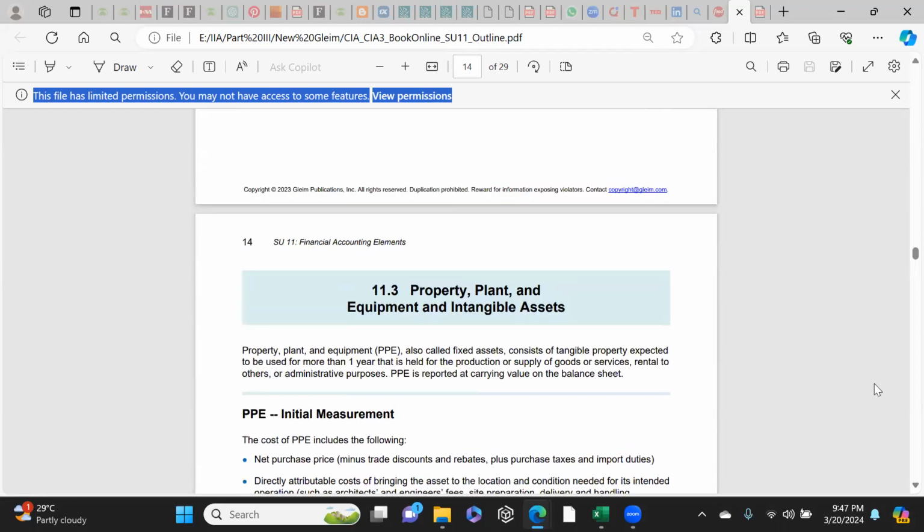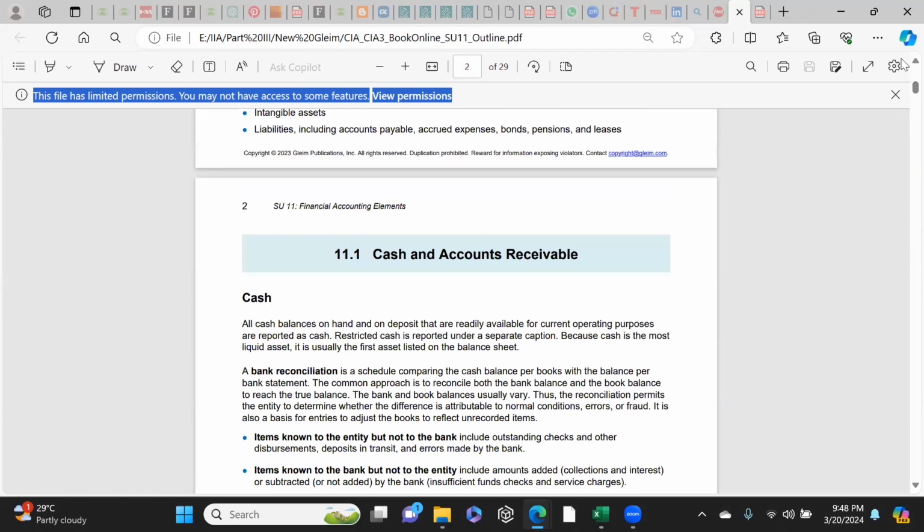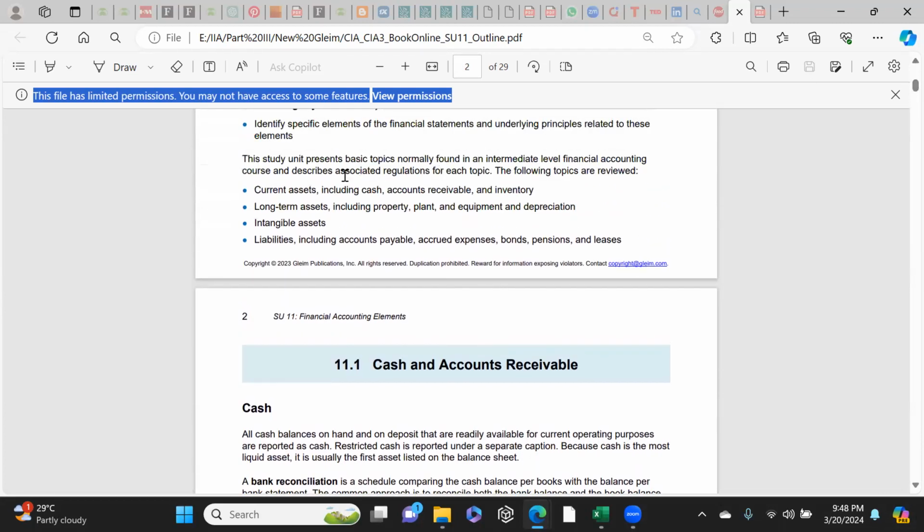Right. So now we are going to look at property, plant and equipment. That is the next segment. You remember this is where we started. Current assets, including cash, accounts receivable, and the inventory. This is what you have completed. Long-term assets, including property, plant and equipment, and depreciation. That is what we're trying to look at now.